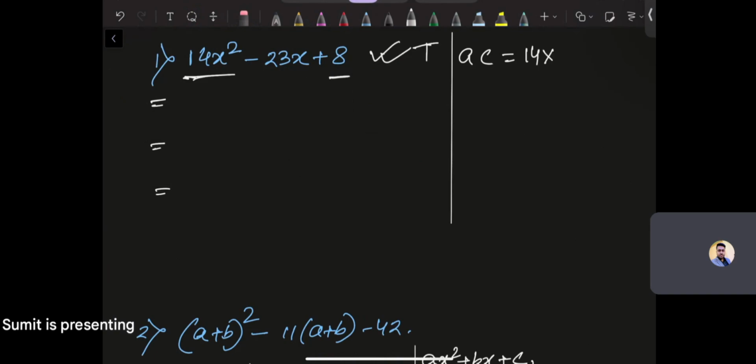And what is the c? C means the last term. The last term only the constant, that is plus 8. So 8 will be taken only. And 14 into 8, how much? That is 100. Tell me, 112 though.